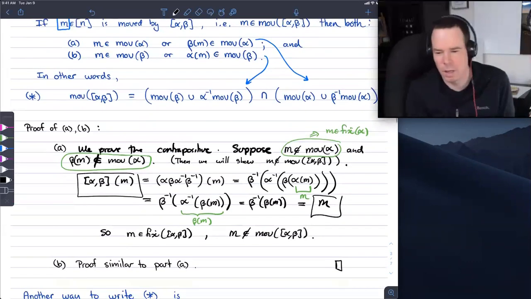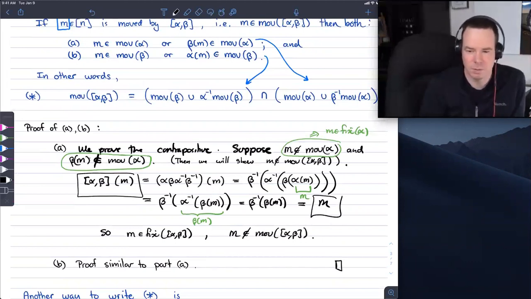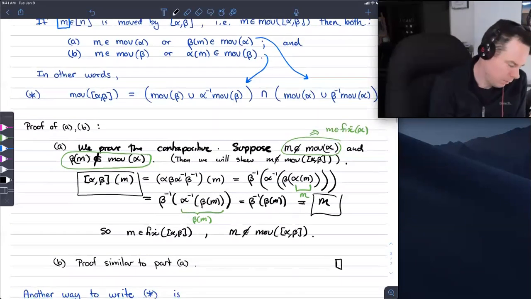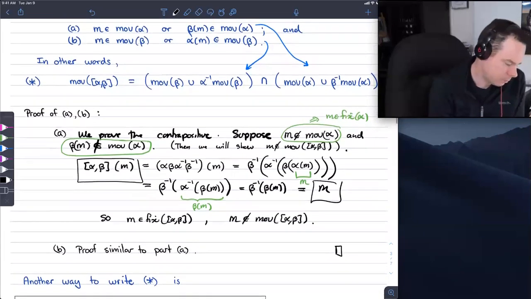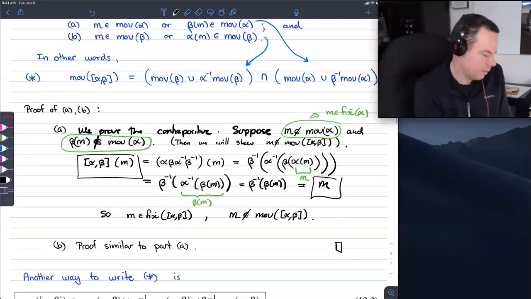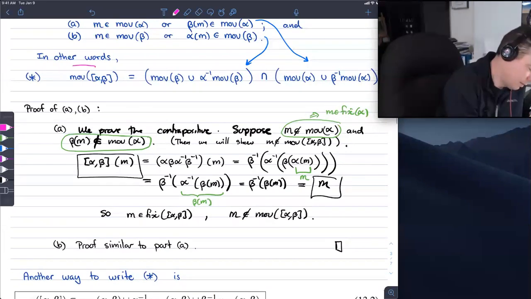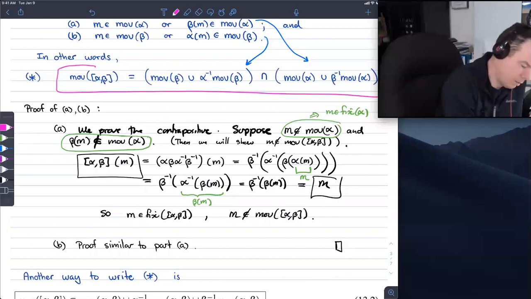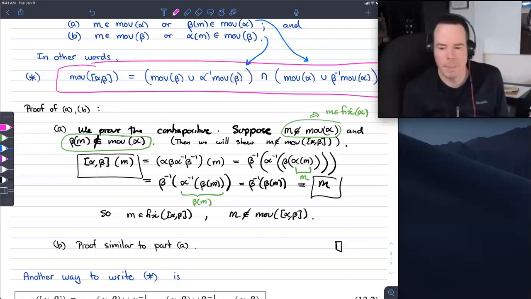And the similar, almost identical proof for part B. It's just, instead of doing the things with alpha and beta in the order we've done it in, we reverse the roles. Okay, so what this tells us is this is exactly what the commutator is moving.